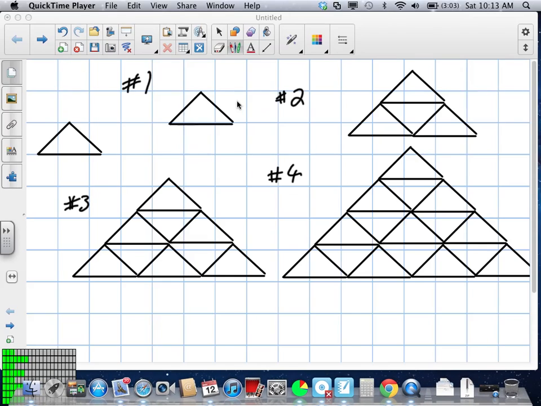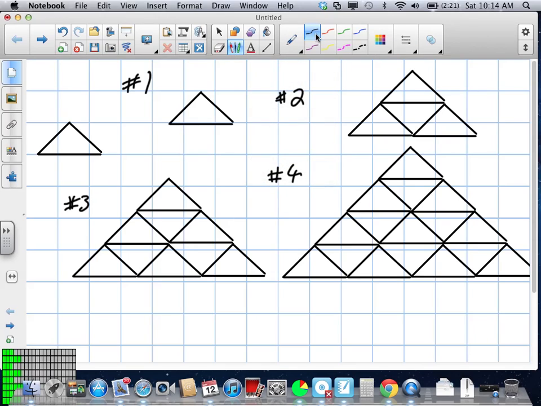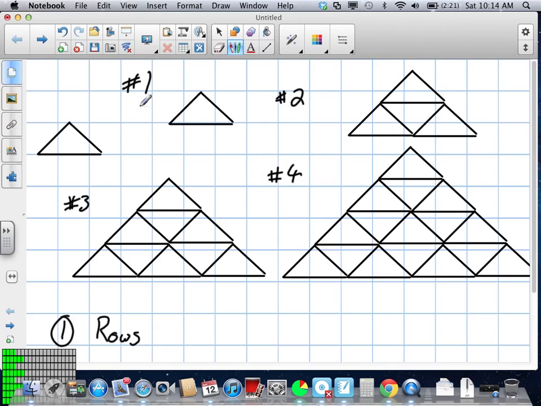Okay, so we're going to go over exploring patterns. There's a couple questions they've asked us, and we're going to take a look at these questions. The very first one, we'll call number one, is rows. They want us to discuss how the rows change. So what did you guys discover about the rows? I'm adding one more row each time.